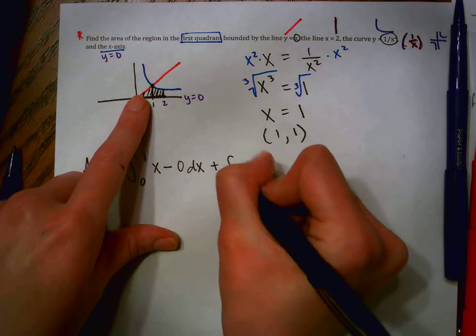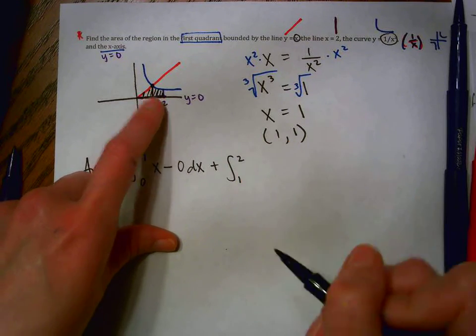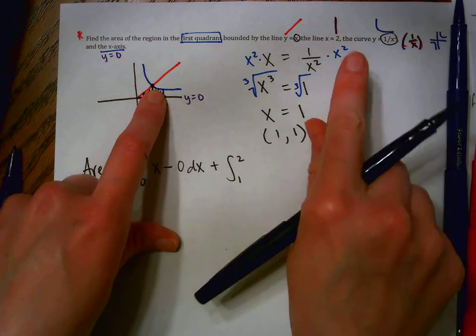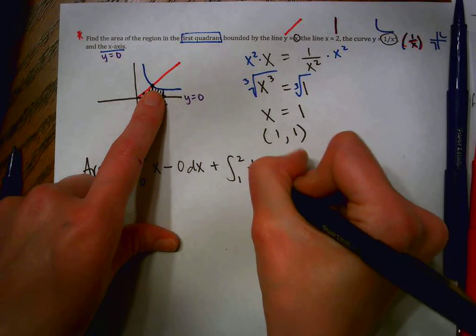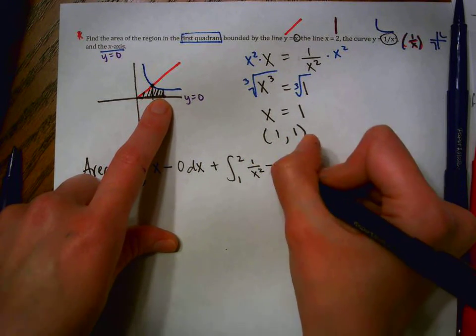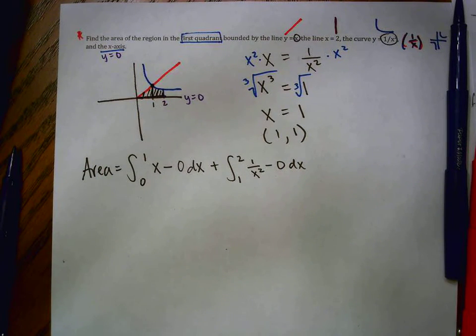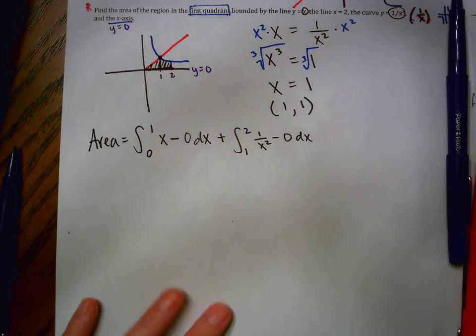Now we got to add the integral of the second section, which starts at 1 and ends at 2. And now our top function is the blue function, which was 1 over x squared, minus our bottom function, which is still the x-axis, which is 0. And now again, you can pause here, go do all your integral and algebra work and see if we get the same final answer, but I'm going to go ahead and work it out from here.